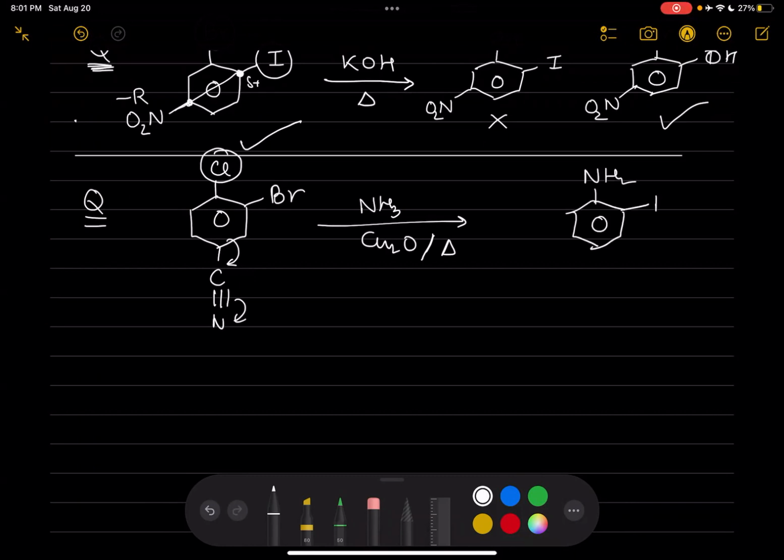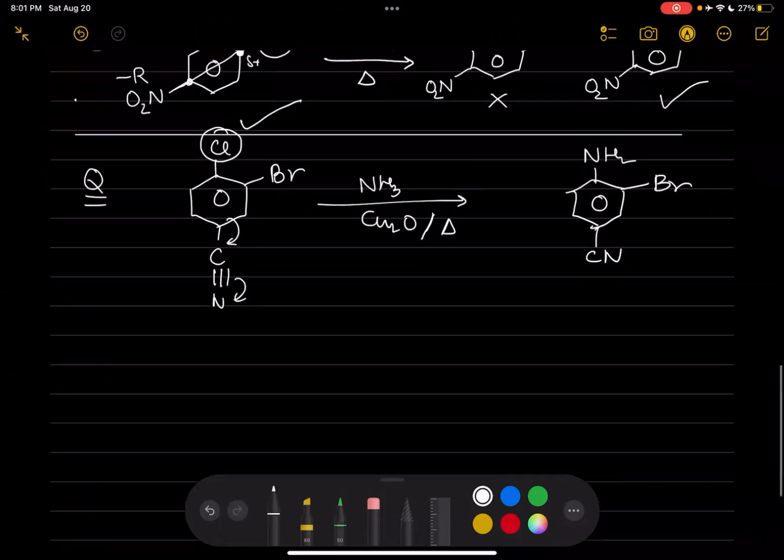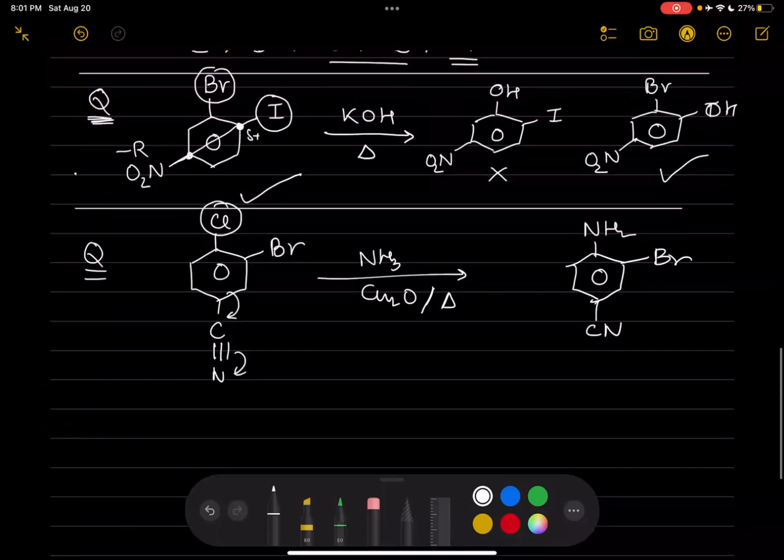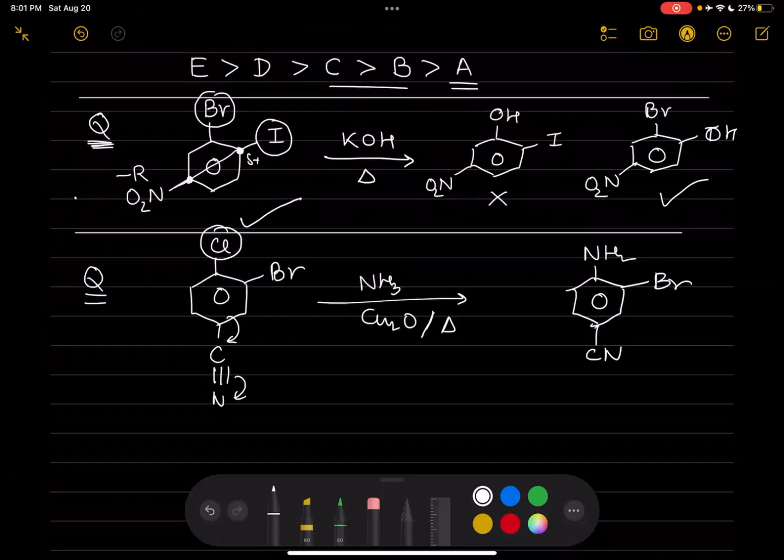So next time we will start with elimination reactions. So this is NAS. Next time we will do some problems of NAS, and we will move on to elimination reactions given by alkyl halides.